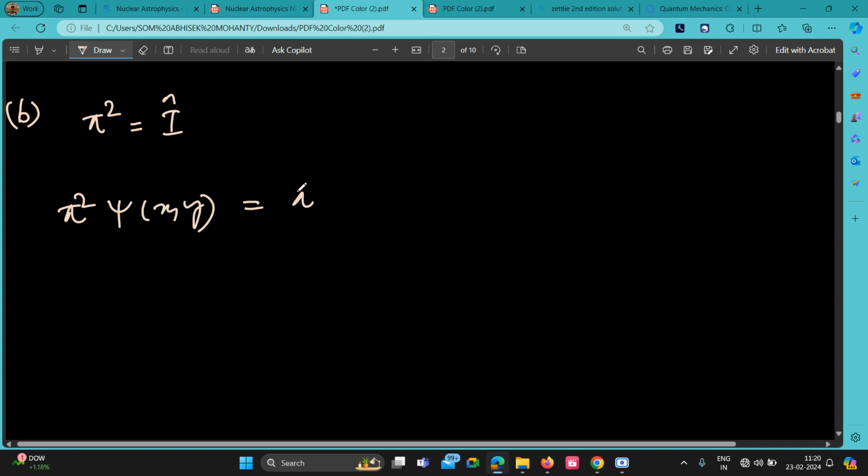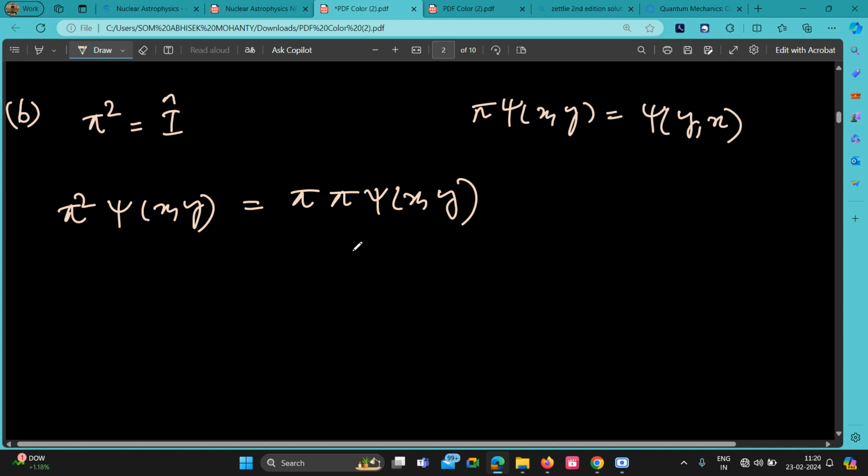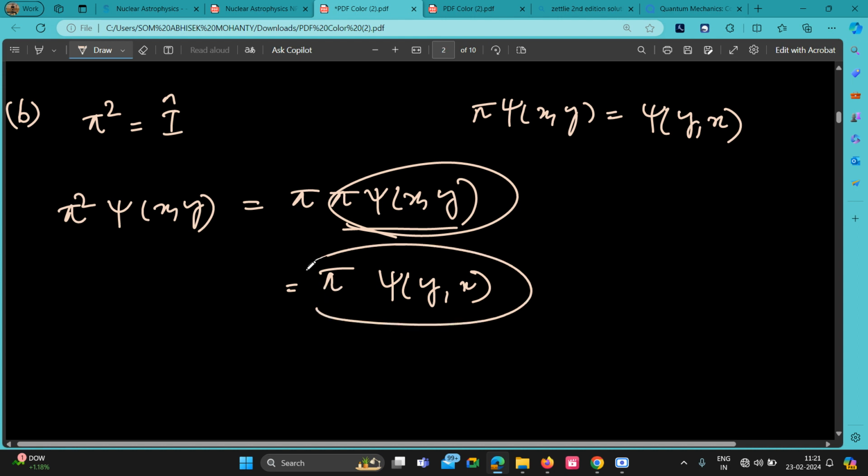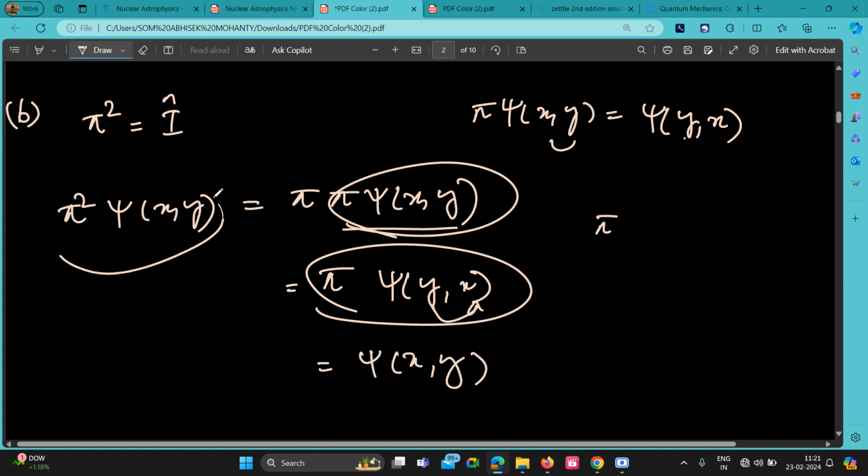That means I can write π psi(x,y). We have been given in the question π psi(x,y) is equal to psi(y,x). So let's put it here. This becomes psi(y,x), and if I operate it again, the order will change back, as the order changed here. That will be again psi(x,y). So in the end, I got π square psi(x,y) is equal to psi(x,y).